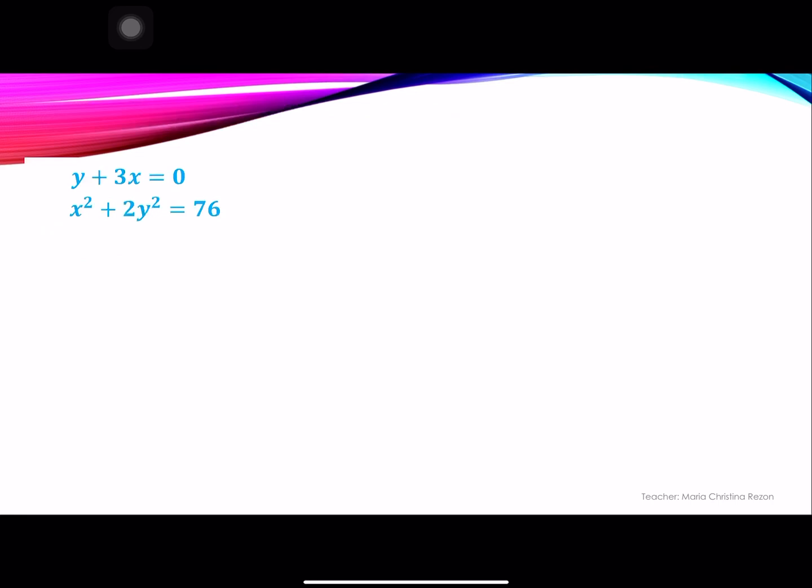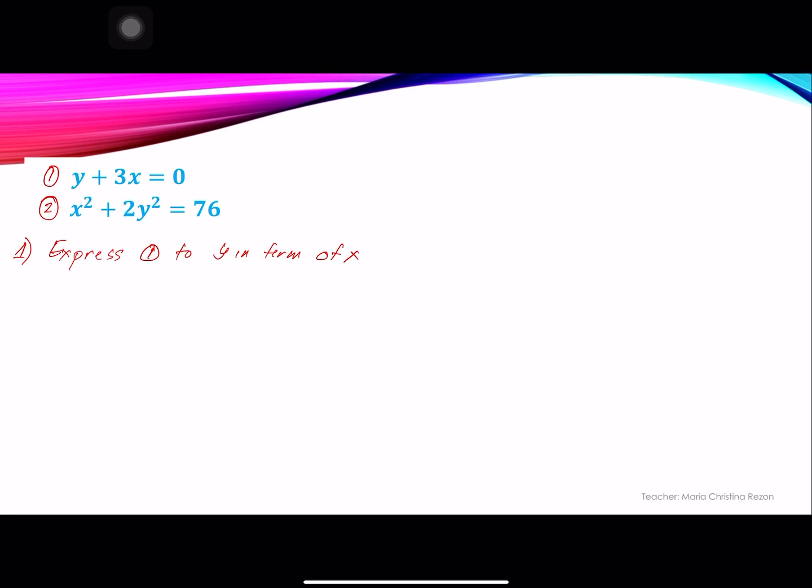Then let's have our solution. We call this equation 1. This is equation 2. The very first thing that we're going to do, our first step, is express the equation which, when you look at it, is still simple. Equation 1 seems a very easy equation because it's a first degree equation. So express that to y in terms of x.